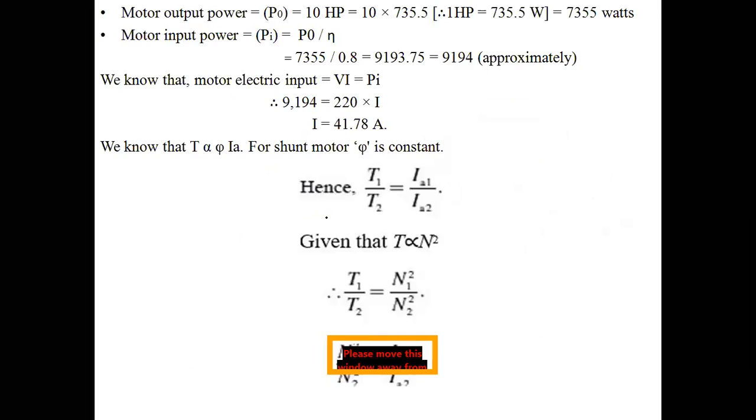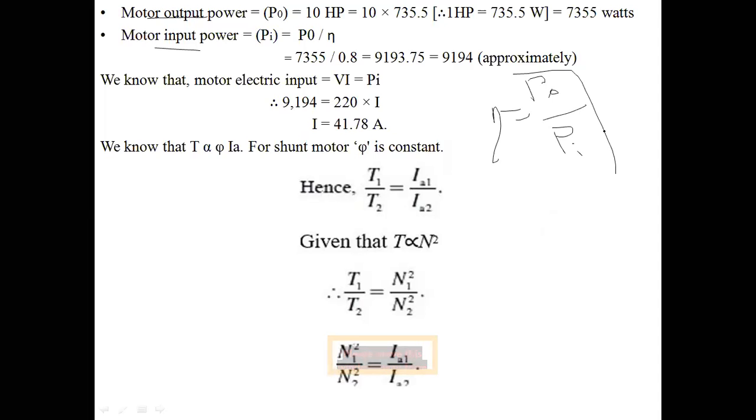So here is your solution. First of all, calculate the motor output, and second, calculate the input power. We have an equation: efficiency means output power by input power. The efficiency of a motor depends upon the output power and the input power of the machine. By the ratio of output power to input power, we can calculate the percentage. If you want the percentage, just multiply by 100.